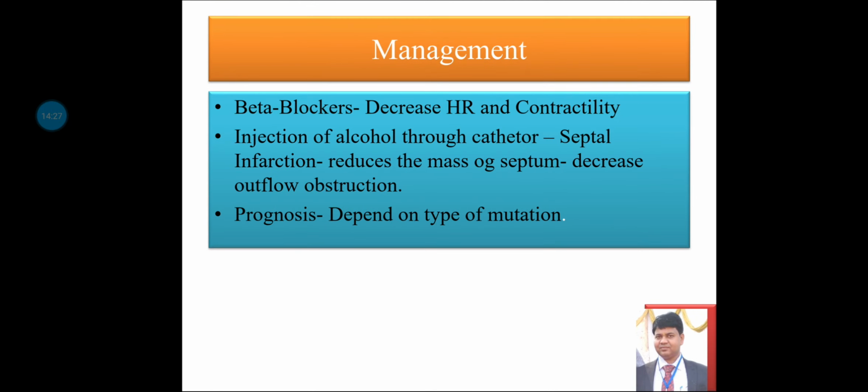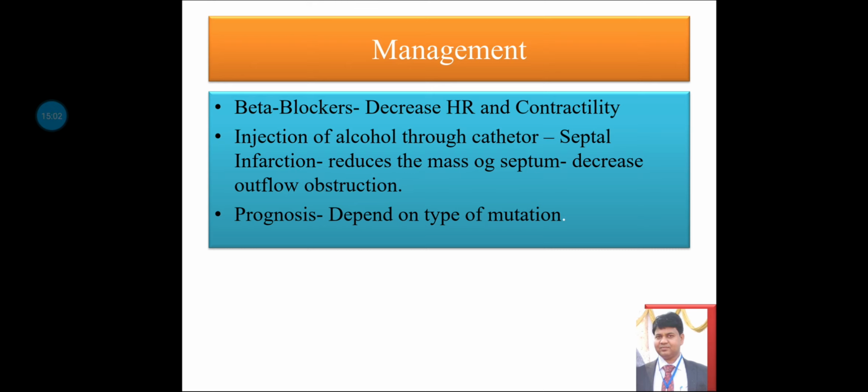If we go through the management, it is concerned with decreasing the heart rate and contractility, and the drug of choice is the beta blocker group, which basically performs these two functions. They will decrease the heart rate as well as the cardiac contractility. As we know, in hypertrophic cardiomyopathy there is a hypercontracting heart, so the rate of contraction should be reduced, and this can be achieved by the beta blockers.